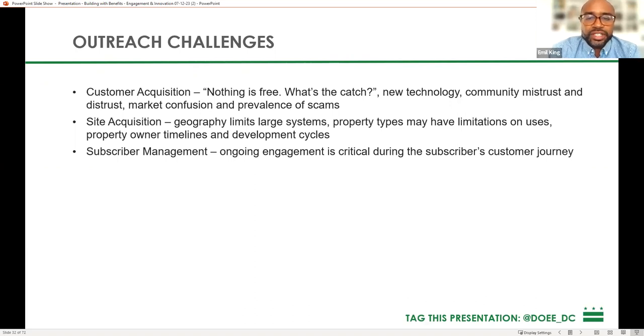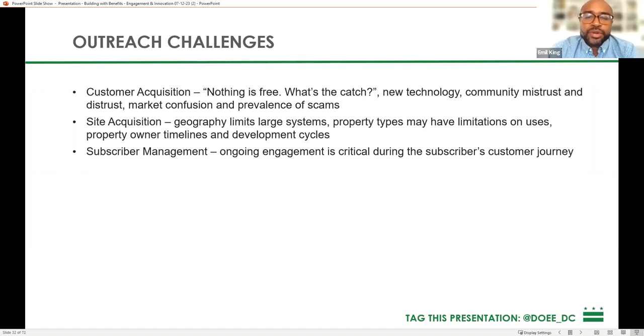The second is site acquisition. The District of Columbia is a fairly small city, and geography limits the large systems that we would love to do to scale. So that's one issue we're constantly exploring ways to get around. Property types may have limitations on different uses. There are also property owners' timelines and development cycles for disposing of a property or developing it into something else. So we are always on the hunt with the SEU and with our RFPs to find suitable host sites for our systems.